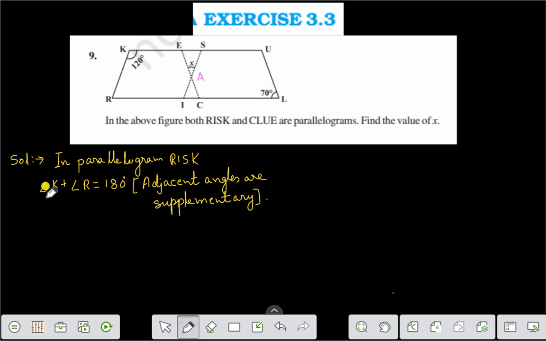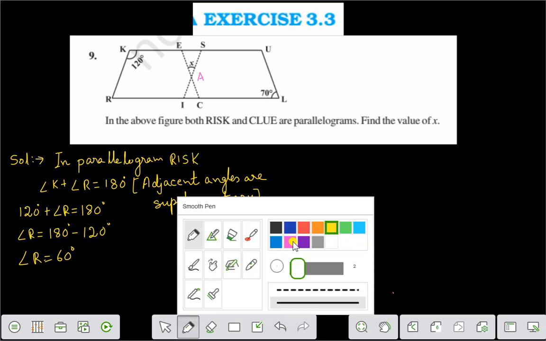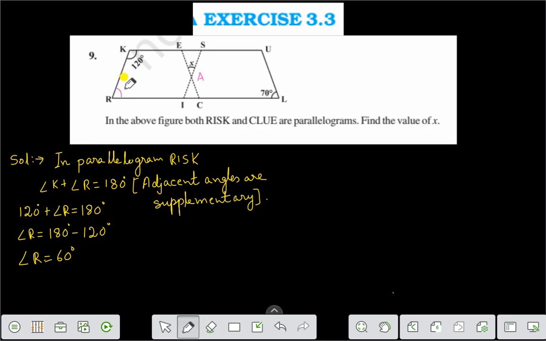Now angle K is equal to 120 degrees. That is, 120 degrees plus angle R is equal to 180 degrees. Or you can say that angle R is equal to 180 degrees minus 120 degrees. Therefore, the value of angle R is equal to 60 degrees. Here you see this is 60 degrees.